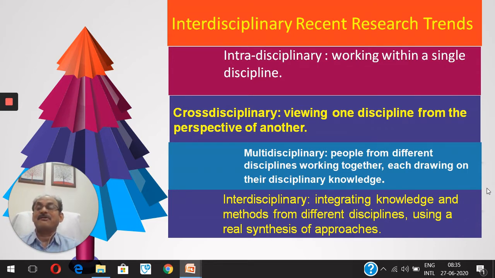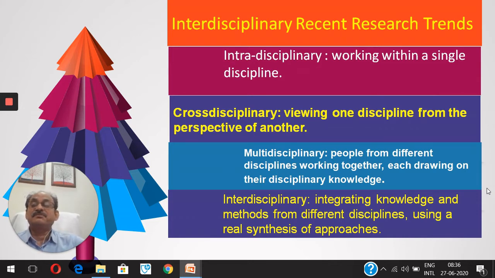So you make it cross-disciplinary. Multidisciplinary is the branch: physics, chemistry, mathematics, economics, social science. These are all types of combinations, that is, people from different disciplines working together, each drawing on their disciplinary knowledge. This is a very important aspect that is called multidisciplinary.